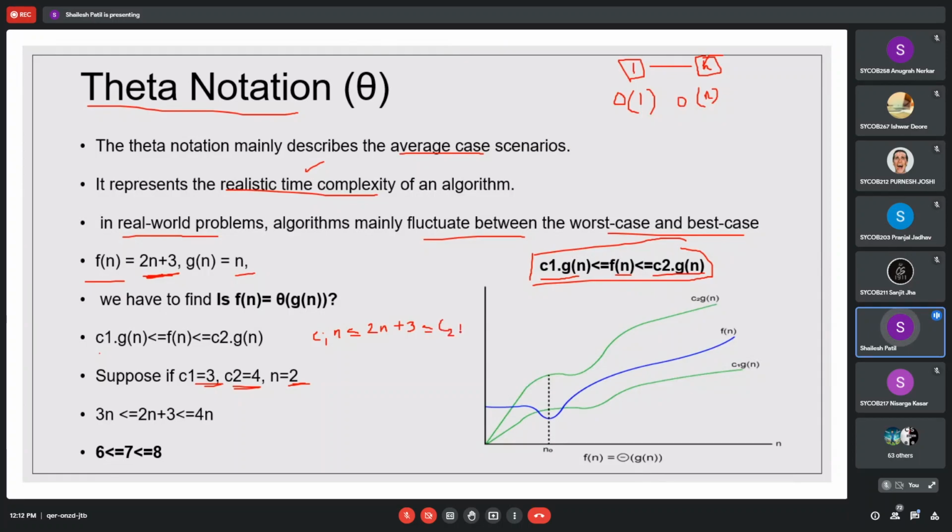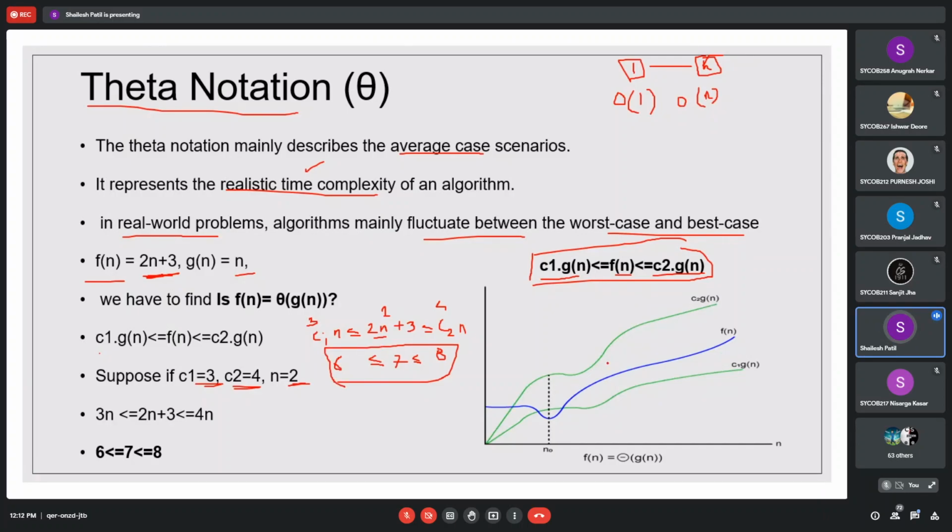So we put c1 as 3, c2 as 4, and n as 2. Then 3 into 2 is 6, which is less than or equal to 2 into 2, 4 plus 3, which is 7, which is less than or equal to 4 into 2, which is 8. So for any value it always works like this. We can say this is the average case complexity that we have.